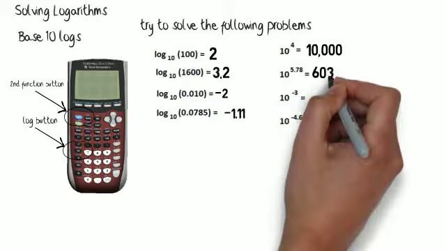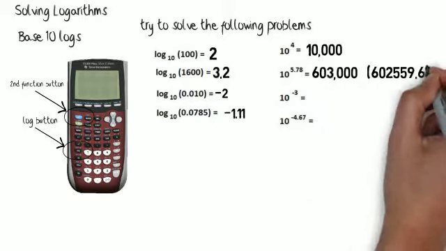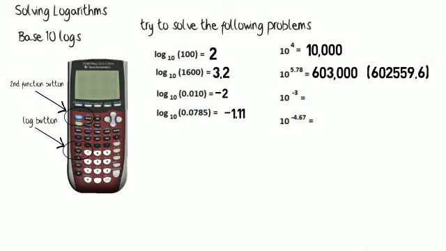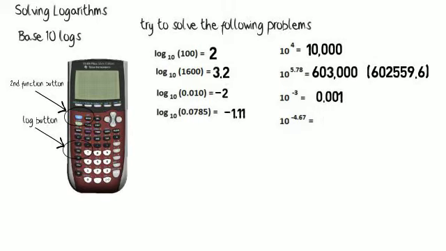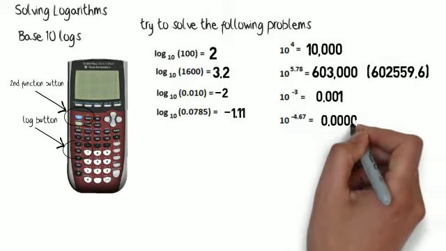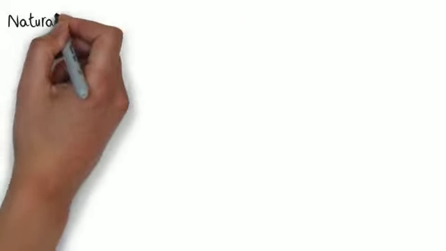10 to the 5.78 is 603,000. Well, you're going to see 602,559.6, but rounded 603,000. And 10 to the -3 is 0.001, and 10 to the -4.67 is 0.000214. So that's how we do base 10 logs.